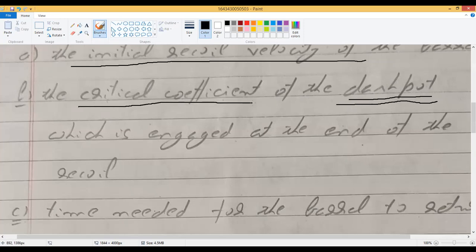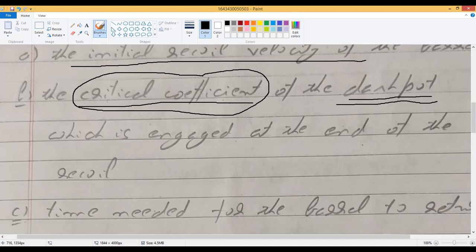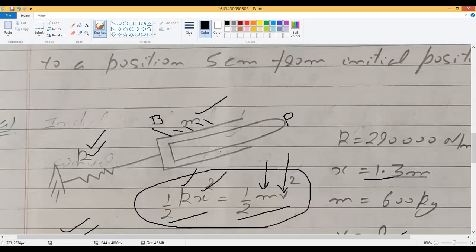The system is not over damped, it is not under damped, but it is critically damped. This is one of the pieces of information which have been given. And the other thing is that there is a particular instant at which the damper is going to be activated. It is going to be engaged at the end of the recoil stroke. Recoil stroke is something which can be explained with respect to the figure.